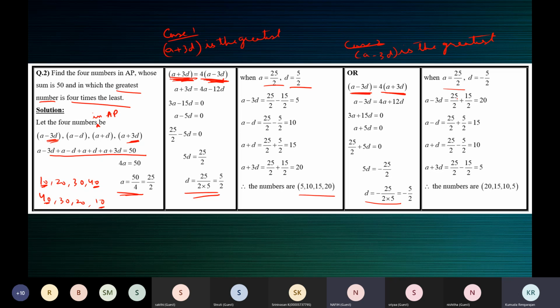A is only one value, 25 by 2. You will get 2 different values for D. So here when A is 25 by 2 and D is minus 5 by 2, these are the values. You see that the numbers are the same, 5, 10, 15, 20 and 20, 15, 10, 5. The numbers are the same, the arrangement is different.